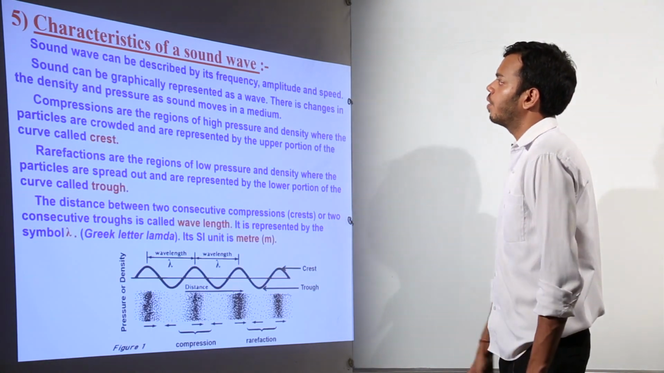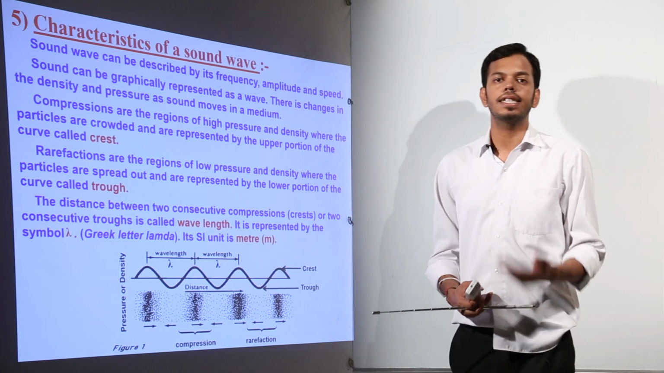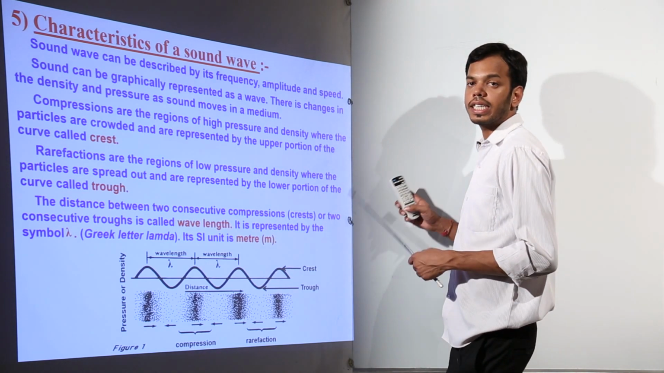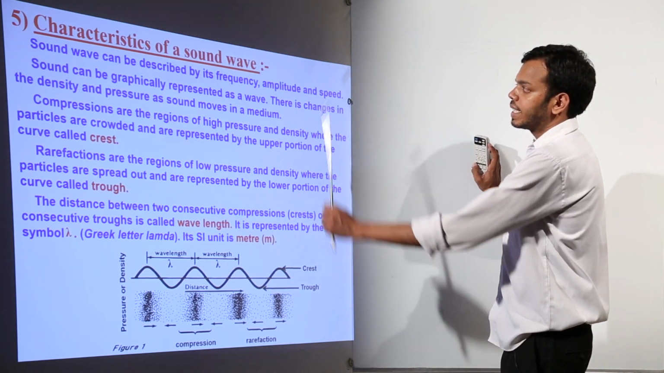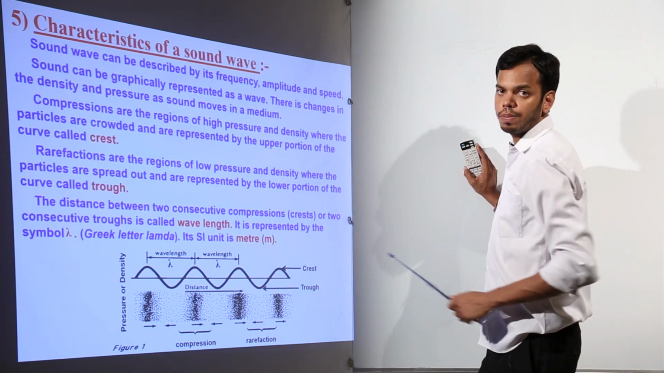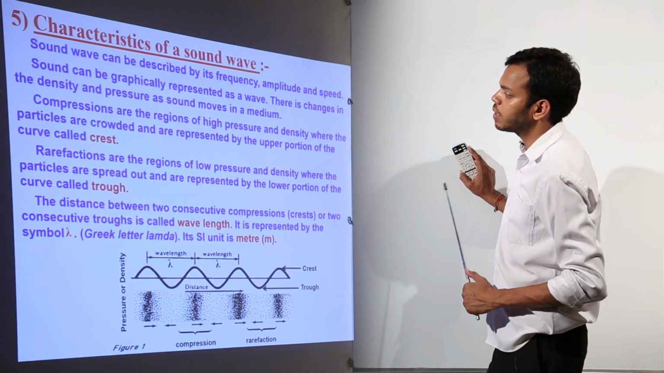Okay. Now, what are the characteristics of sound waves? We are going to talk about those technical terms which will help us understand this topic better. Sound waves can be described by their frequency, amplitude and speed. So these are three main characteristics: frequency, amplitude and speed.